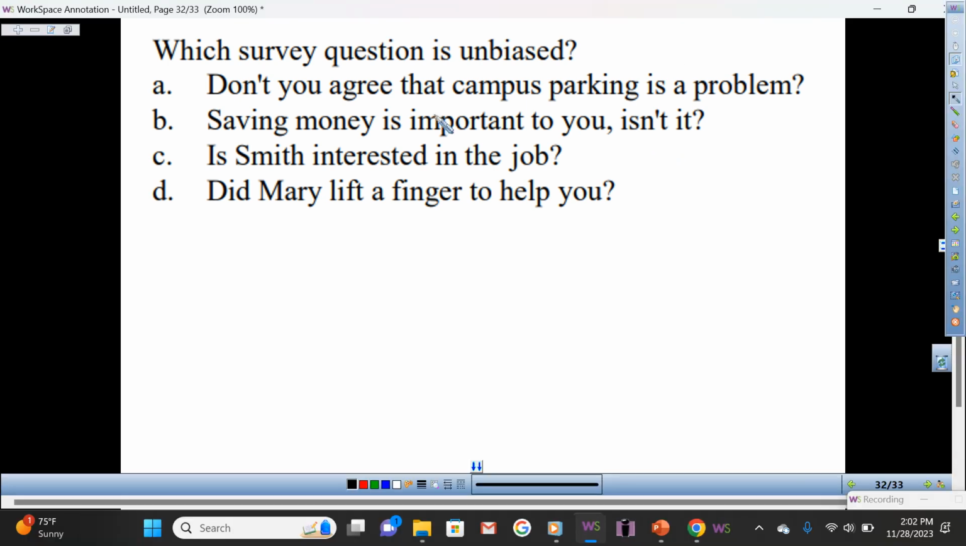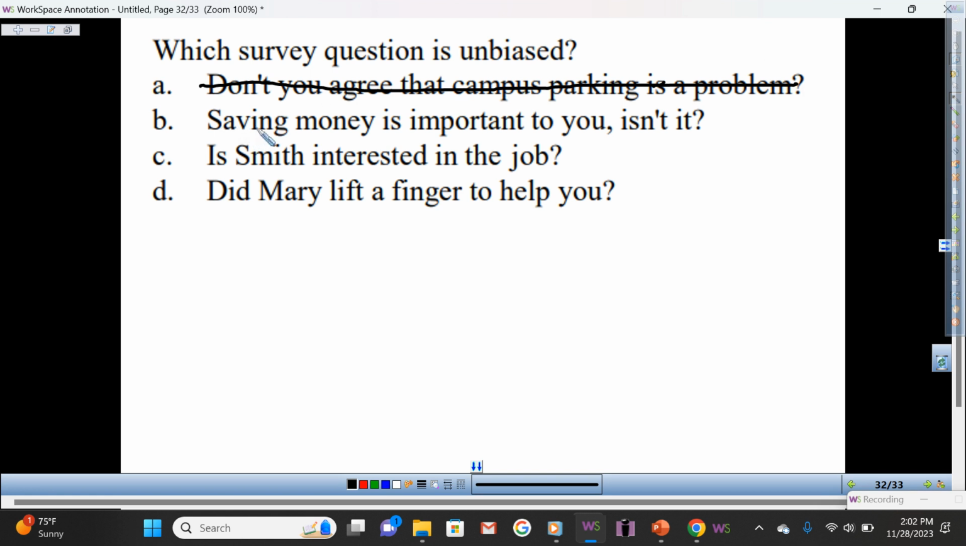All right, let's go one by one. A, don't you agree that campus parking is a problem? Man, that's a little bit passive aggressive, right? You're trying to convince someone with a question. So that one is being very manipulative.